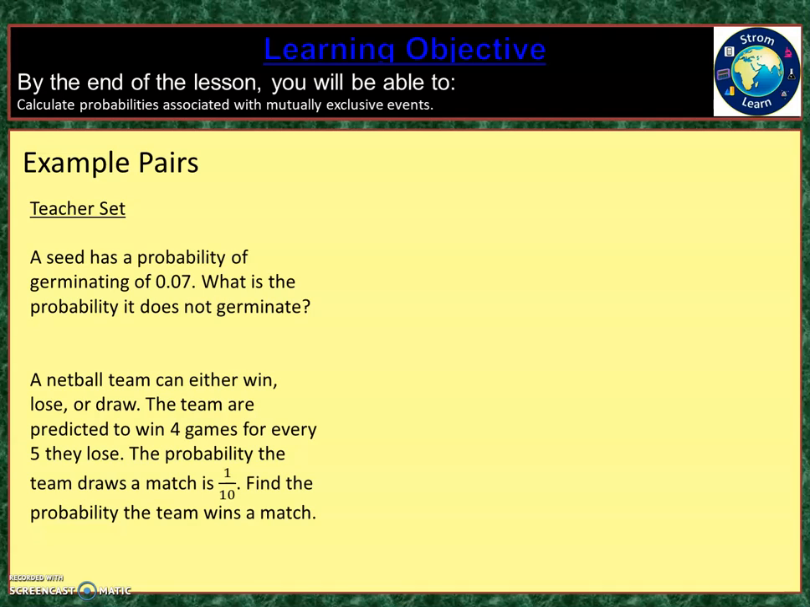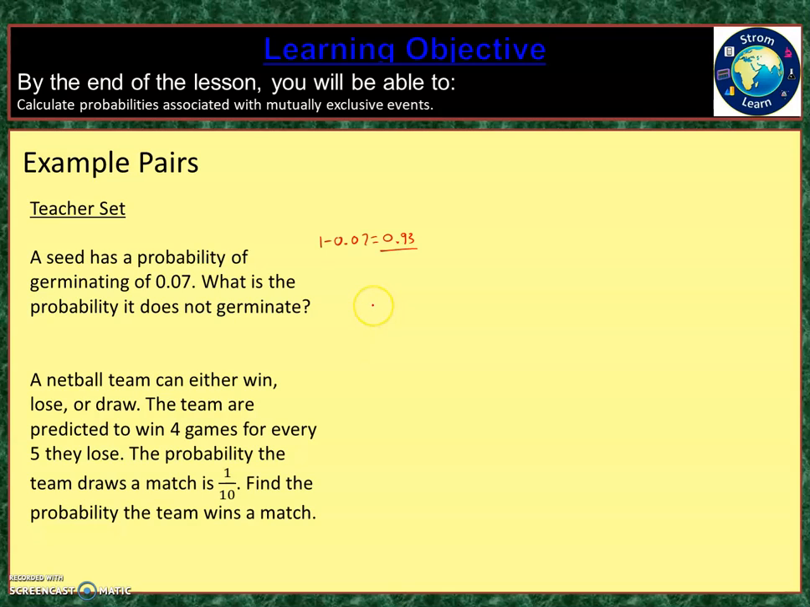So this first example is a relatively straightforward one. We're looking at a seed and we know the probability it germinates is 0.07. So what's the probability it does not germinate? Those two things are mutually exclusive. If it's germinated, then it hasn't not germinated. So the sum of probabilities is 1. If I subtract the one I know about, I'm left with 0.93, and there we go.